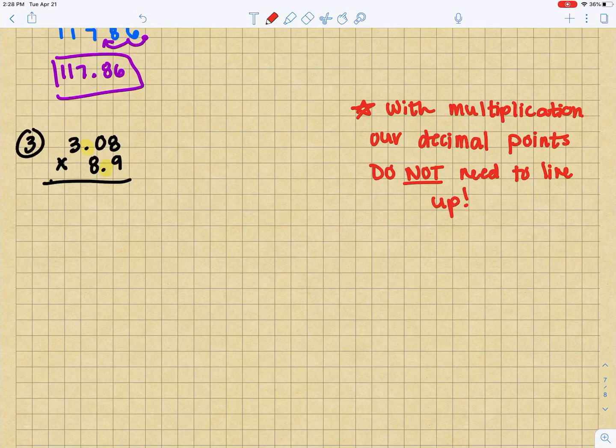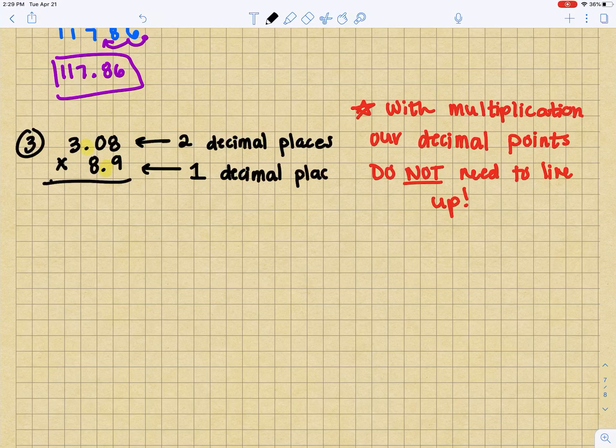Okay, so let's walk through our steps. First step, count the digits to the right of each decimal. So in 3 and 8 hundredths, I have 2 decimal places. In 8 and 9/10ths, I only have 1 number to the right of the decimal, so I have 1 decimal place. You're going to take these 2 numbers and add them together, so your answer should have 3 decimal places.